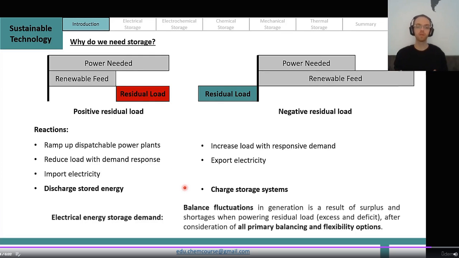So from this kind of situation, there arises a certain demand for electrical energy storage. And this electrical energy storage, as you can see here, would help to balance the fluctuations in the generation. And these fluctuations are simply a result of surplus and shortages at different times. And you will always have a fluctuating residual load here. Storage technologies are meant to be used when all primary balancing and flexibility options are basically exhausted. And these primary balancing and flexibility options are the ones I discussed here in the first parts of the reaction section.